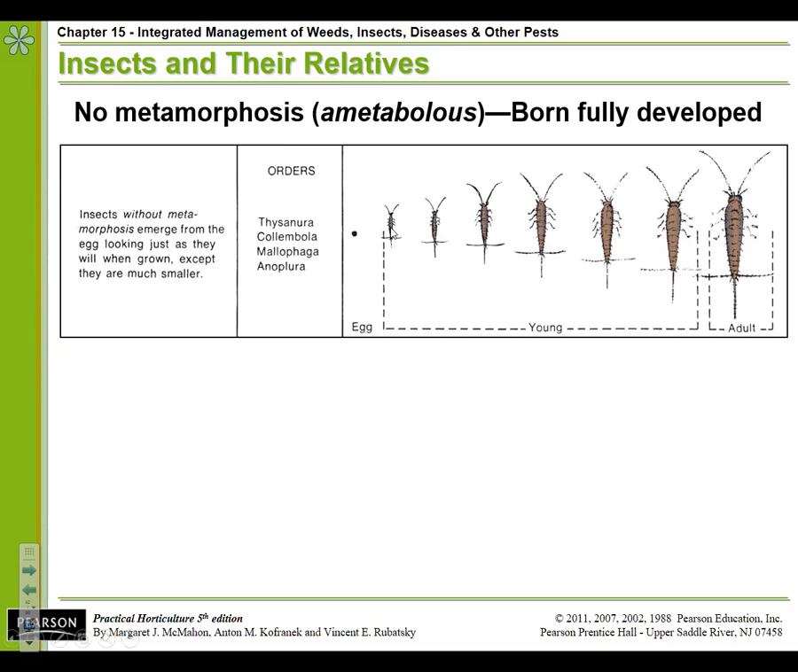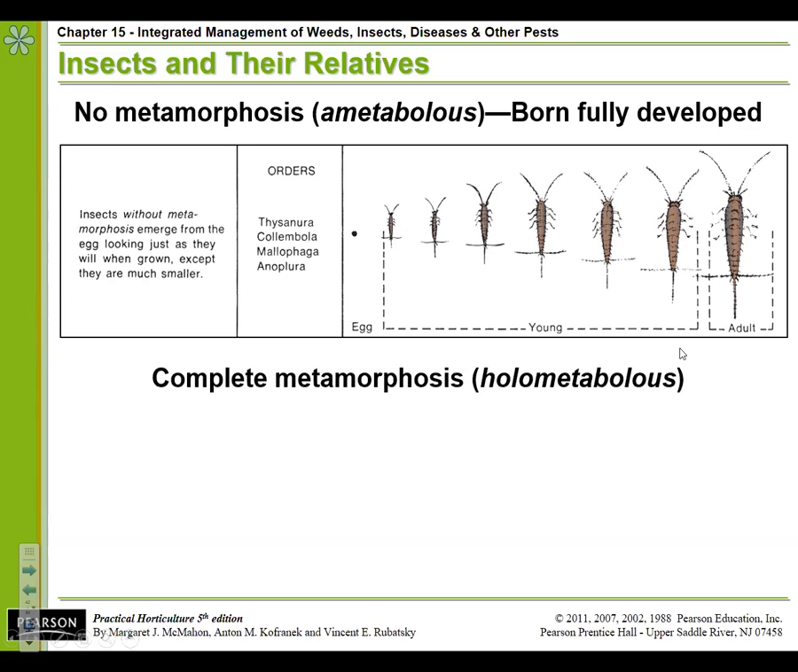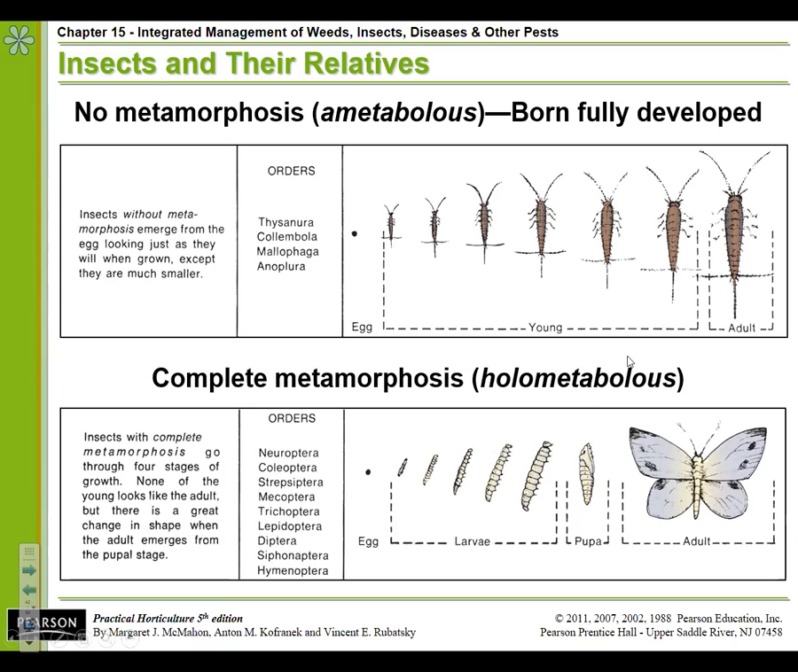So we have some that have no metamorphosis, which basically the egg hatches and the nymph, the young version of it, basically looks like a miniature version of the adult. Then we have complete metamorphosis, where there's a very different stage of the larva looking different than the adult. And then the pupa stage is always going to be stationary as it's metamorphosing from the larva to the adult.